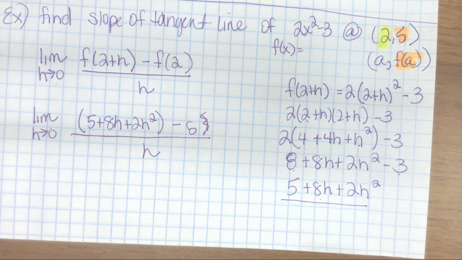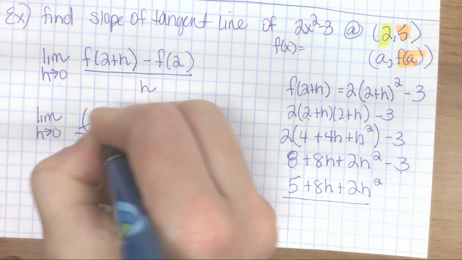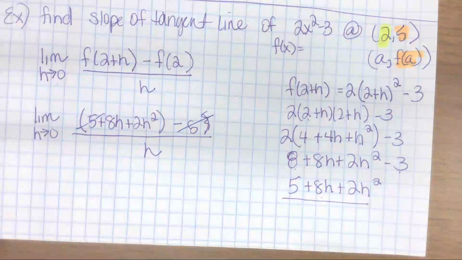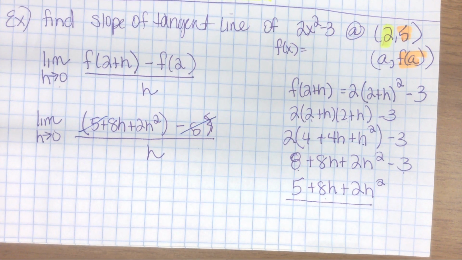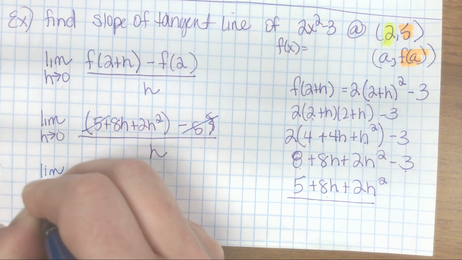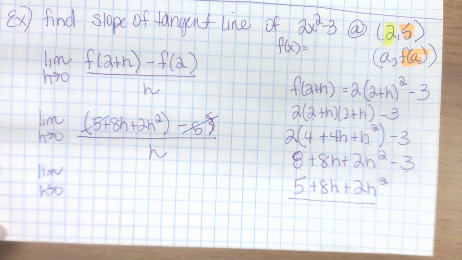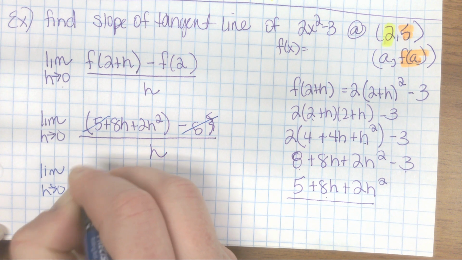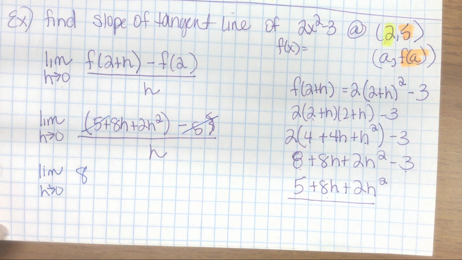Okay, we're trying to get things to cancel. Do you notice anything on the top that cancels? Fives. Okay. Do you notice that each of these things has an h in it? Okay, as long as they all have an h, it's not killing a cat to divide it. So you may divide each of these things by h. What's 8h divided by h? 8. What's 2h squared divided by h? Okay.